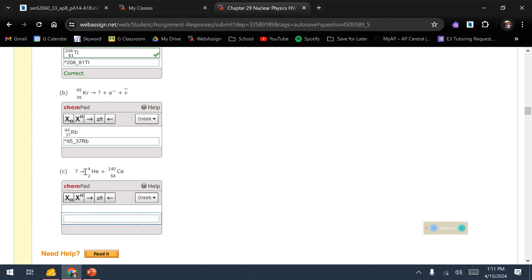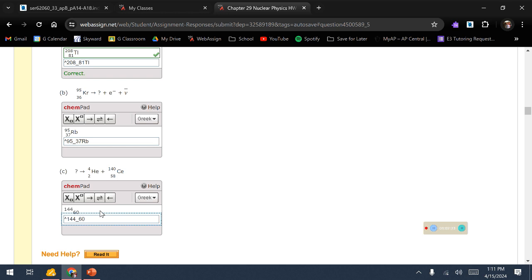All right, and then finally right here, you're just doing some super basic stuff. You can see that there's 4, there's 144. So what did that have to start at? It had to start at 144. I have 58, I have 2, so I had to start with 60. Just looking at what element is 60.